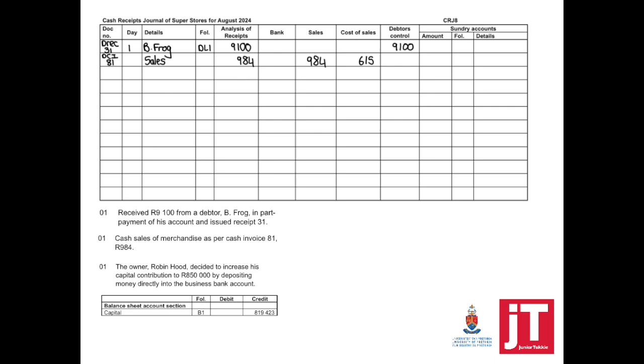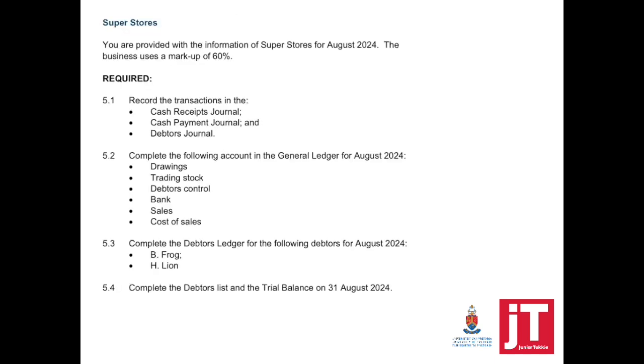So don't forget, they said to you that the markup is 60%. So every time we want to calculate the cost, we need to take the selling price times 100 divided by 160.